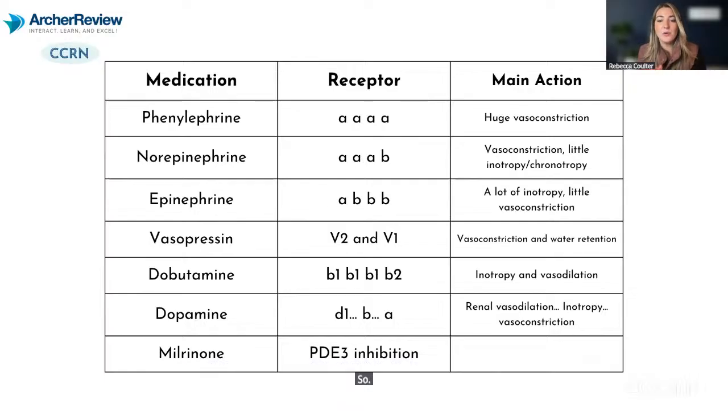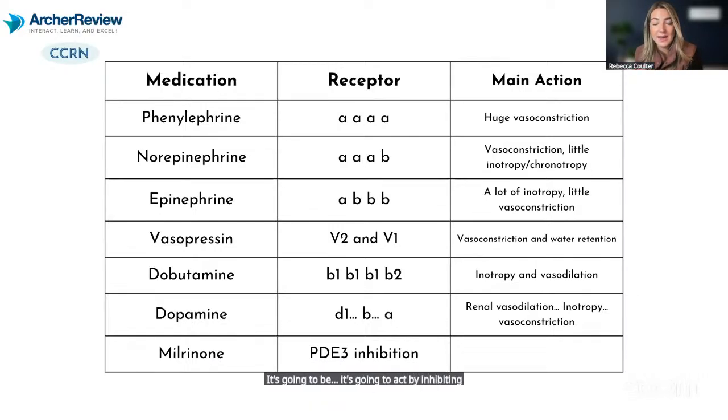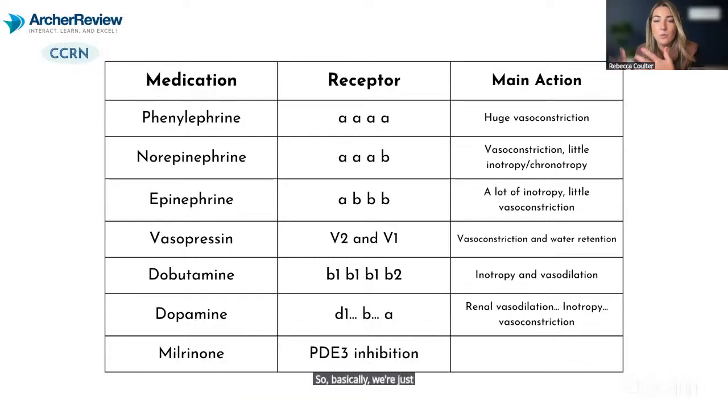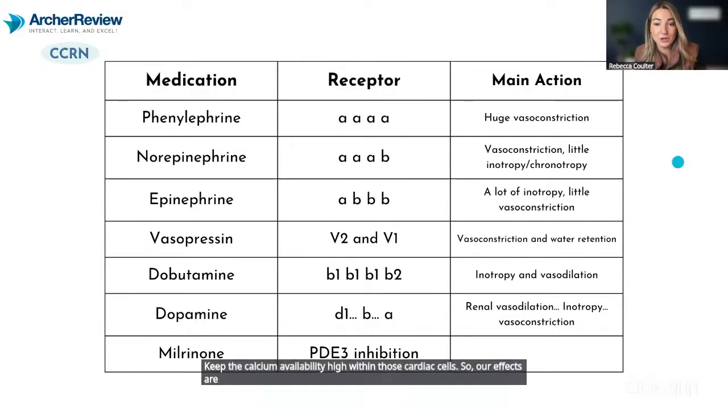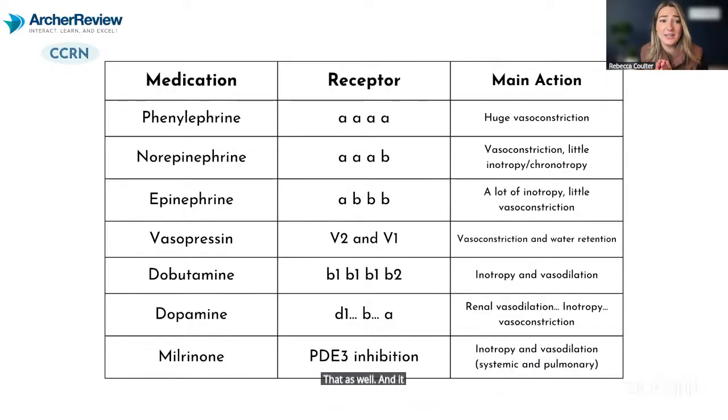So milrinone is going to be acting within that cAMP system, but not by stimulating beta receptors. It's going to act by inhibiting PDE3 so that when we get more calcium into that cardiac membrane, we don't have something to shut that off. So basically, we're just allowing the cAMP system to work a little bit better, keeping the calcium availability high within those cardiac cells. So our effects are very similar to our other inotropes. With inotropy, we're also going to cause vasodilation this way because the cAMP system is going to stimulate that as well. And it's going to do that vasodilation systemically and pulmonary wise.